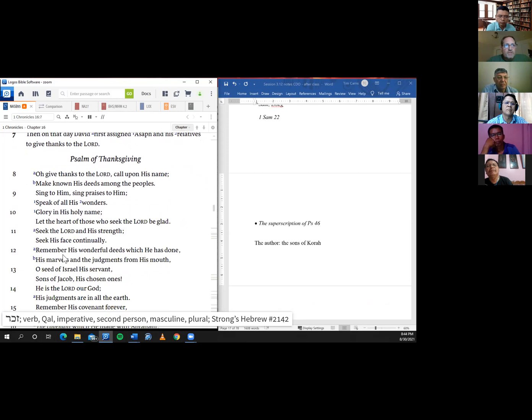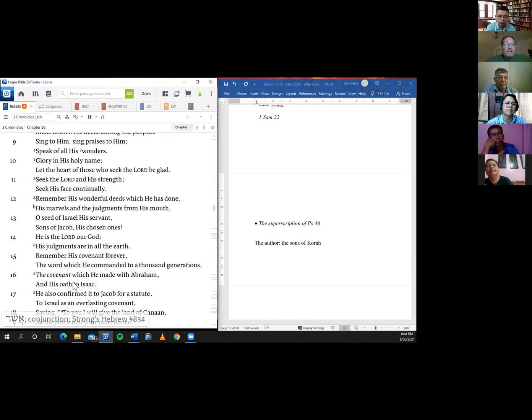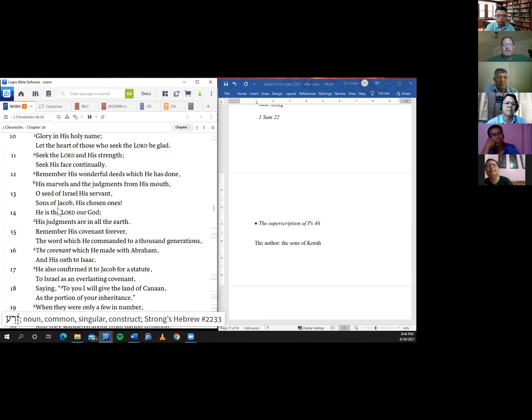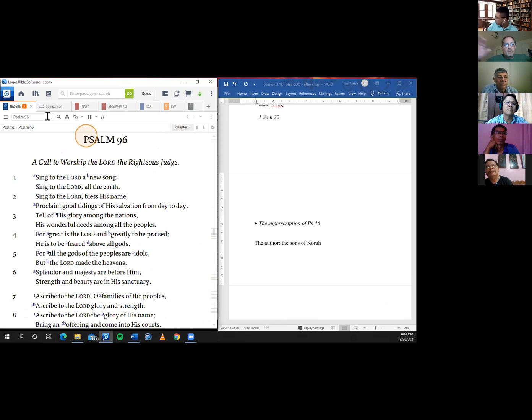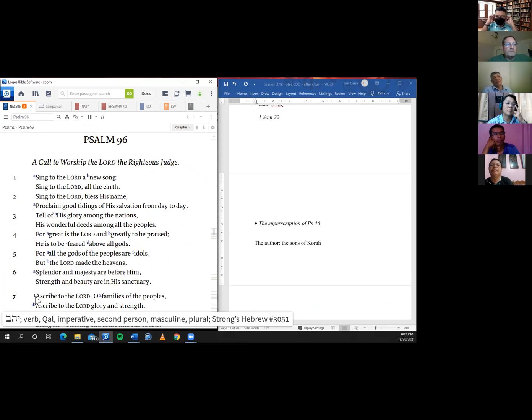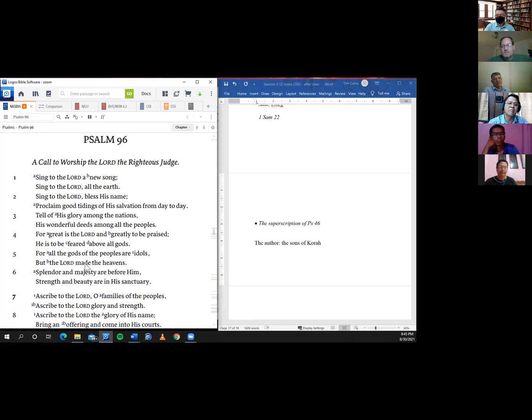And as you go through these verses, you will find many, many of the same things are said in 1 Chronicles 16 as we find in Psalm 96. If you do a comparison, you would find a lot of these. Sing to the Lord a new song. Splendor and majesty are ascribed to the Lord, glory and strength. That's also in 1 Chronicles 16. There's a lot of similar statements here.